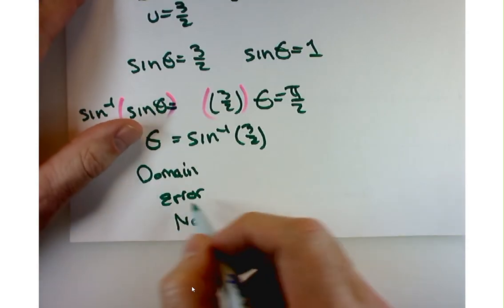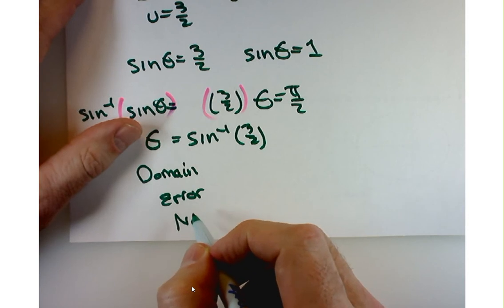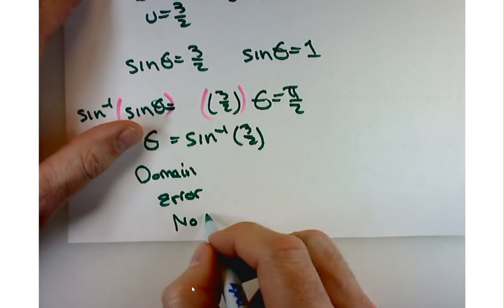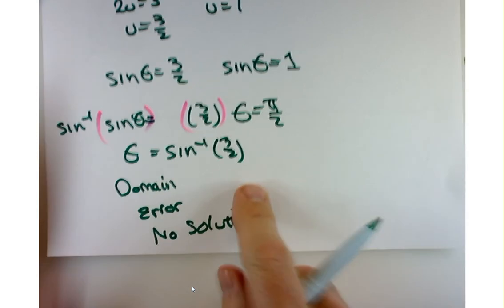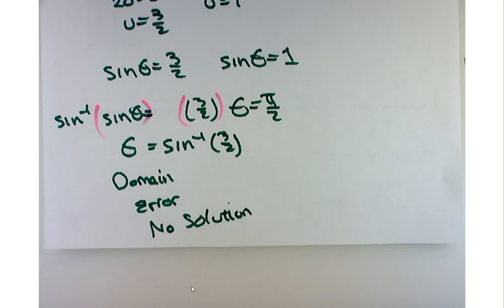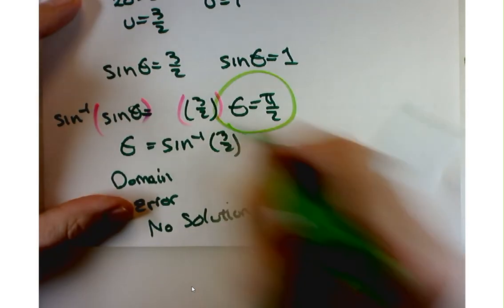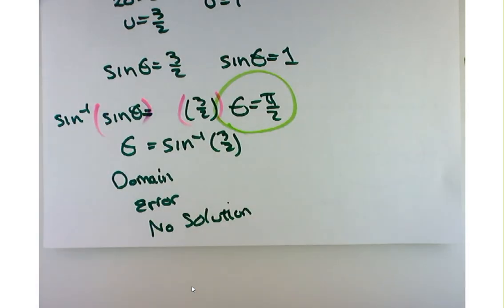Please don't write domain error. I'm not really a big fan of that. And if my favorite teams are losing, you might lose a point there. So there's really only one solution here, and that's theta is pi over 2.